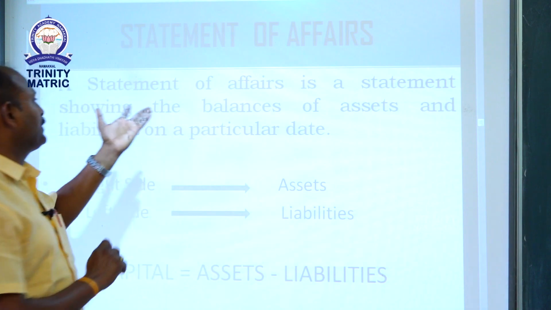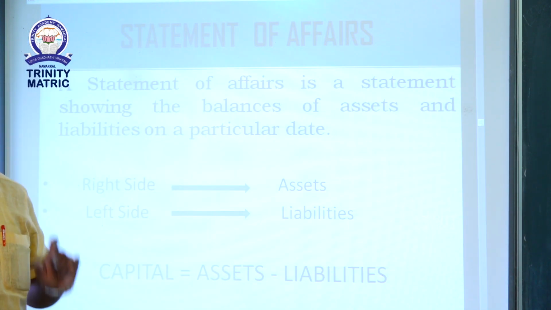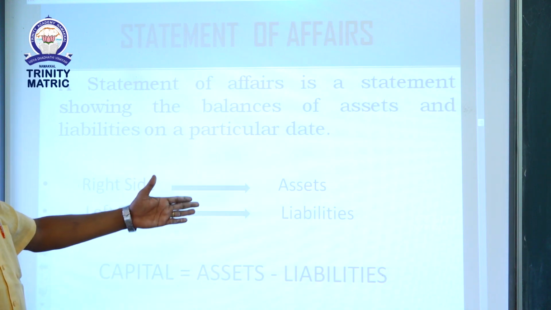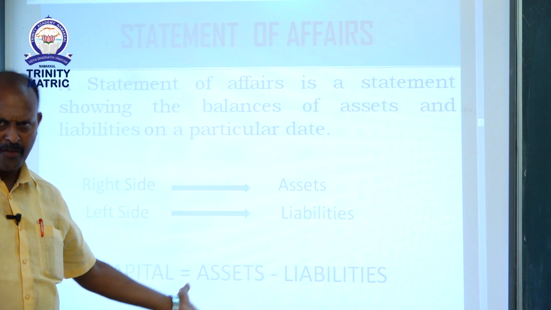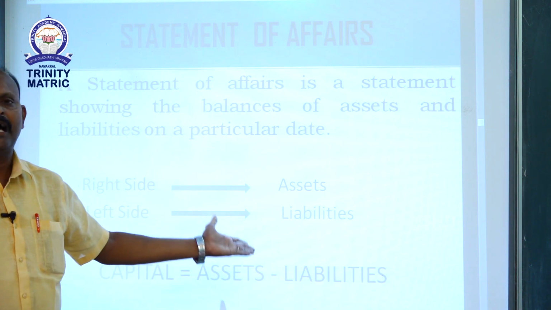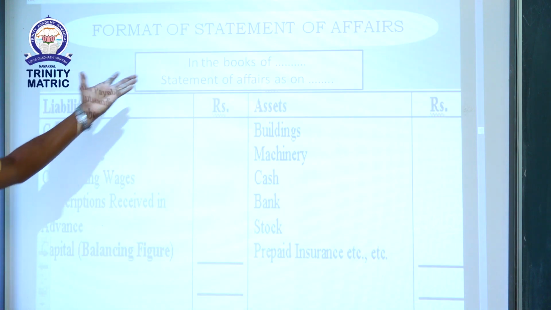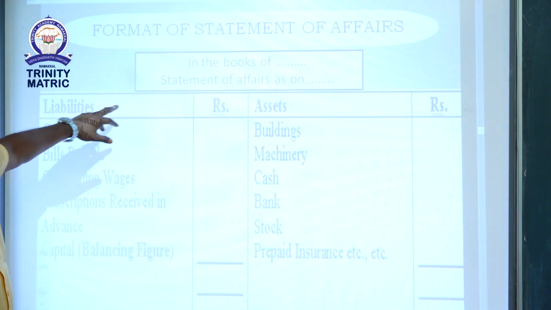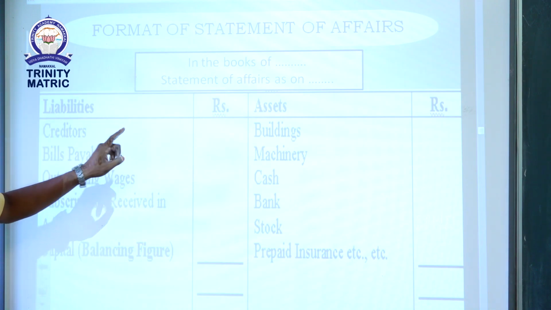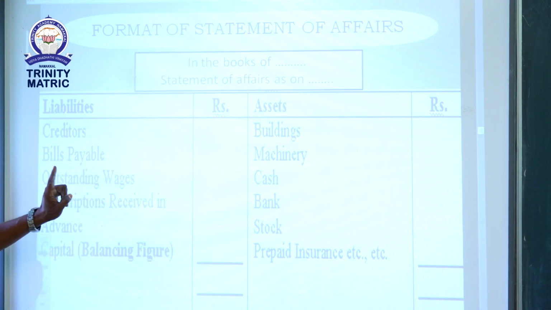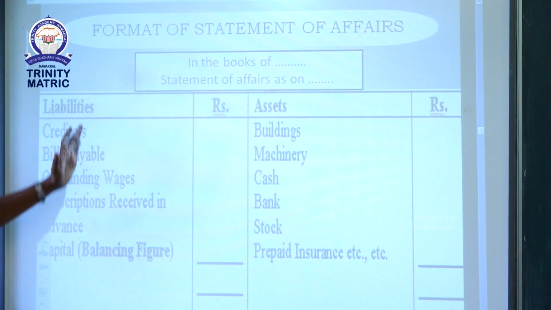See the theory: the statement of affairs is a statement showing the balance of assets and liabilities on a particular date. The right hand side is the asset side, the left hand side is the liability side. The capital is equal to assets minus liabilities; this is the accounting equation. So, this is the format of the statement of affairs. See here, on the liability side, all the liabilities are recorded: creditors, bills payable, outstanding wages and subscriptions received in advance.